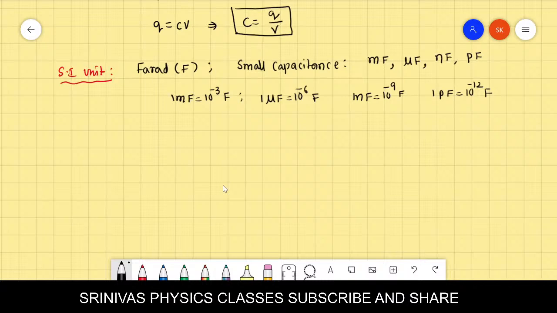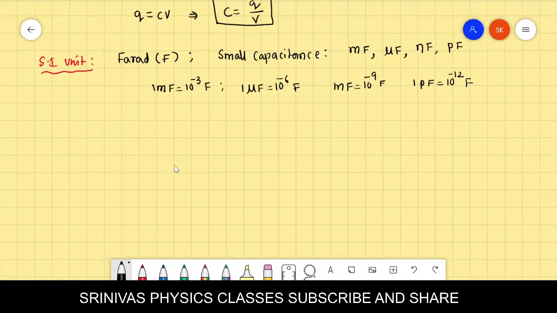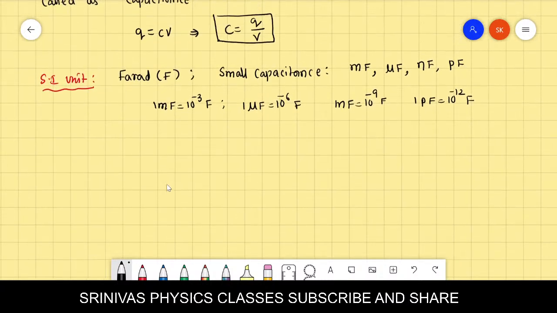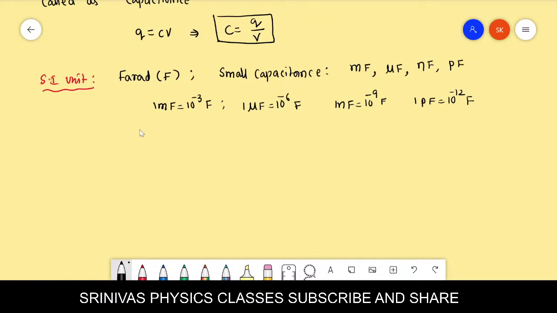We can also write the definition of the farad. How can we write the definition of the farad? By using the capacitance formula, we write it like this. If you want to write the farad definition, we know the formula: capacitance C is equal to Q by V.